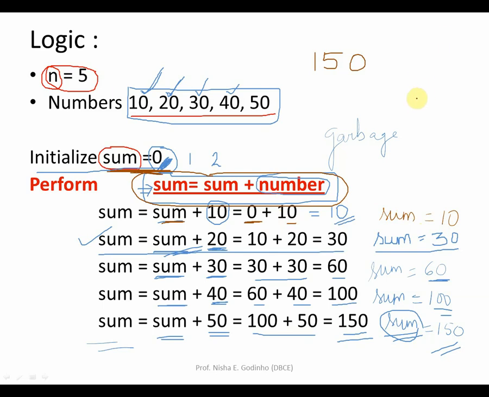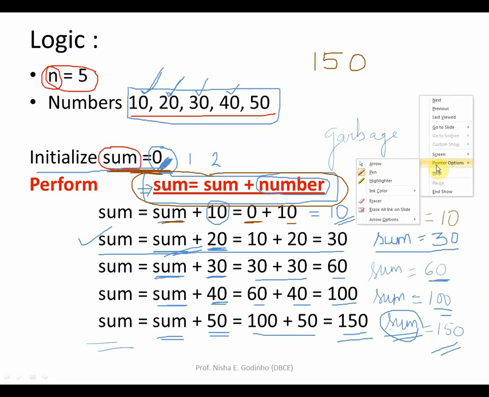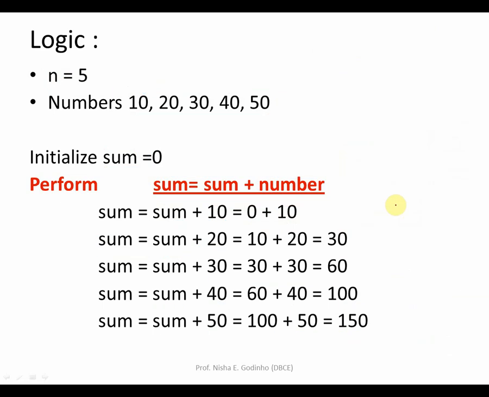Okay, so this was about the logic of performing this task. Now you have to remember that there is something else which comes into the picture, which is something called count. You have to use another variable to keep count of the numbers you have already added and the numbers you have not added. So this variable count will keep a count of how many numbers out of these are added and how many numbers are not added.